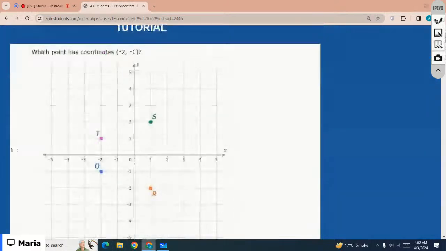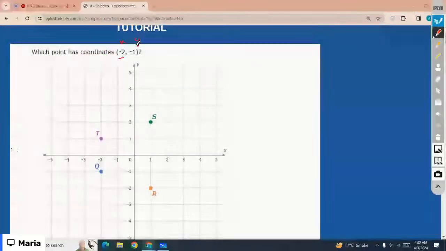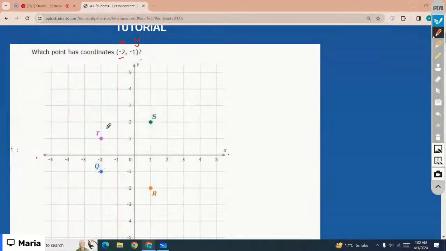So both the values are negative. The x value is negative and the y value is negative, right? Here x is positive, y is positive. Here x is negative and y is positive. The third quadrant is the one where both the x and y coordinates are negative, right? That means this point must be here in this quadrant.